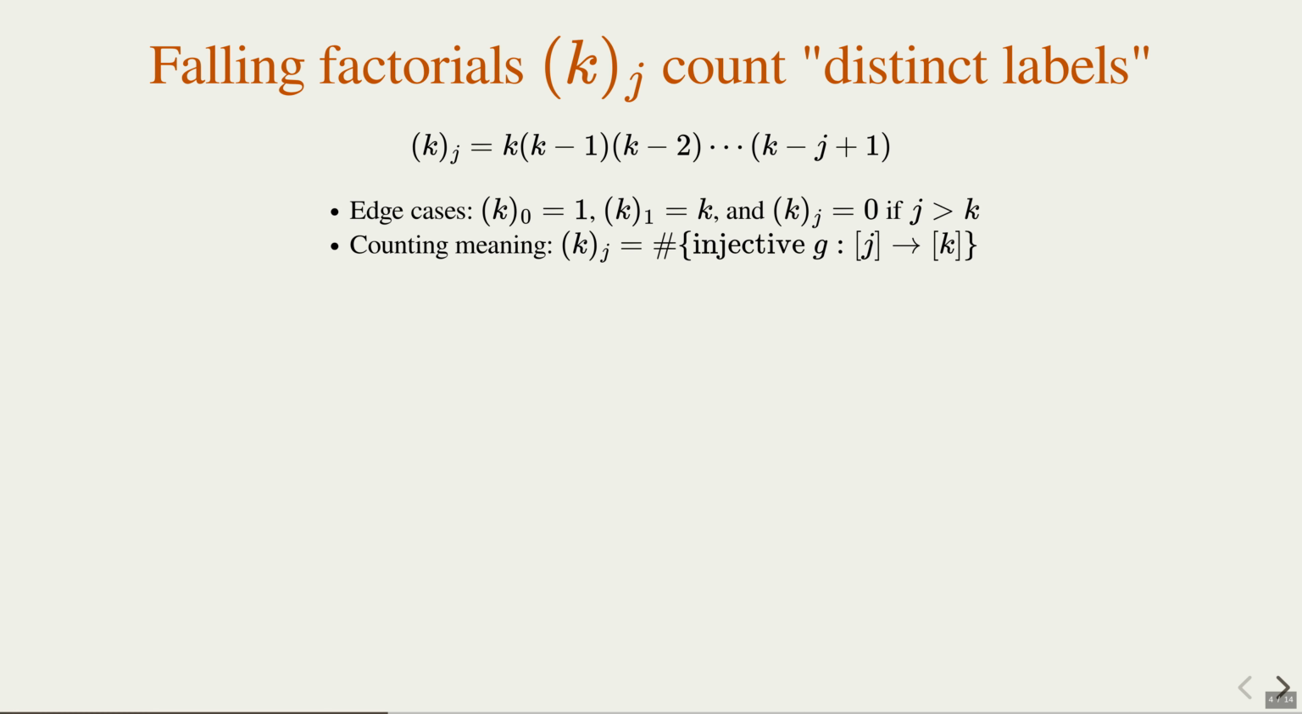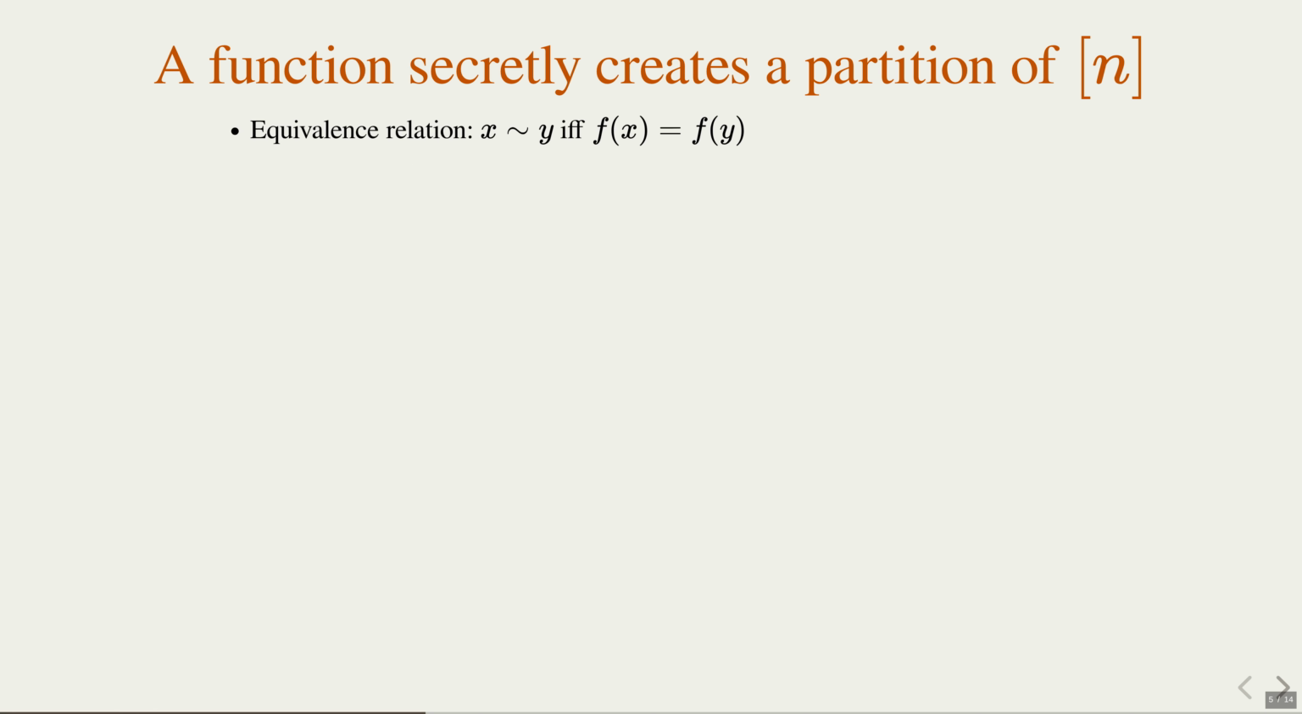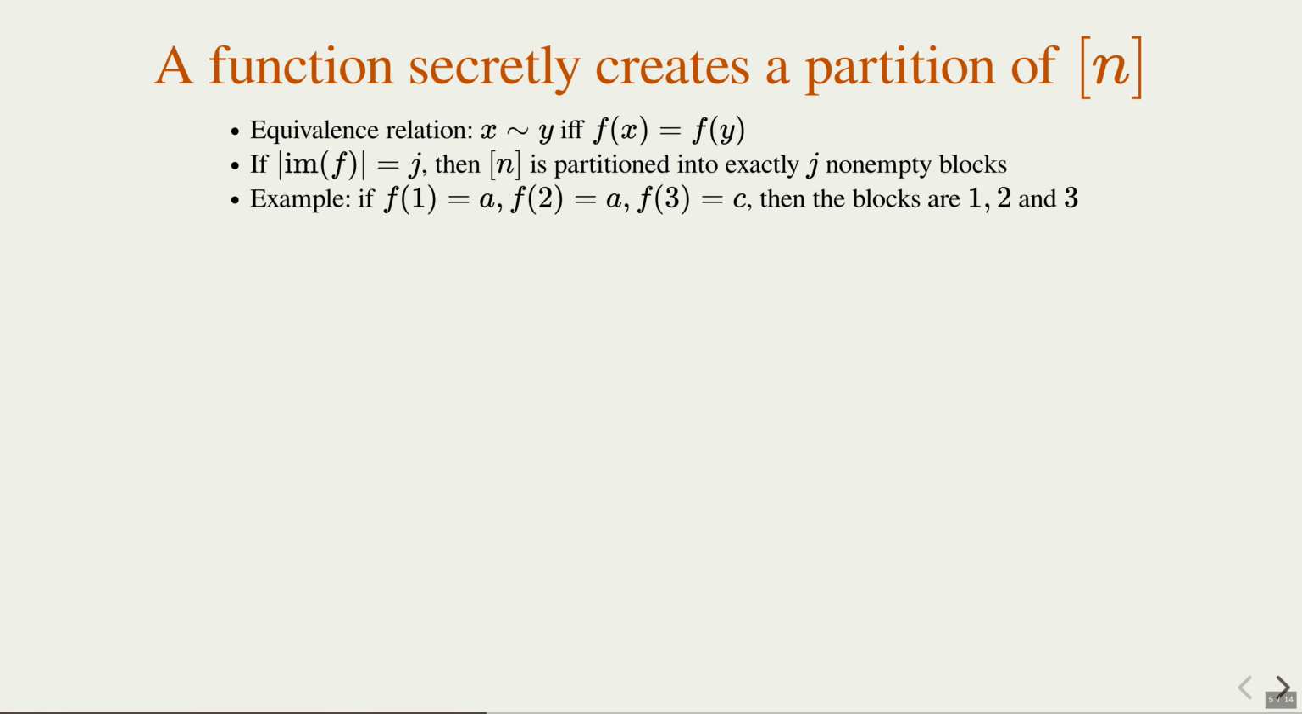A function secretly creates a partition of the set from 1 to n. If two inputs share the same output, we declare them equivalent. The equivalence classes are the fibers or pre-images of the outputs that actually get used. Because each used output corresponds to one non-empty fiber, the number of blocks matches the number of distinct outputs. For instance, when 1 and 2 both map to A, they land in the same block, while 3 maps to C, so it forms its own block. That is exactly how the function turns the inputs into a partition.